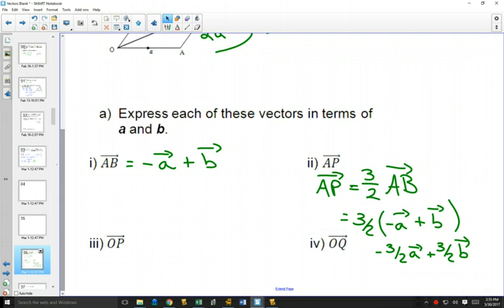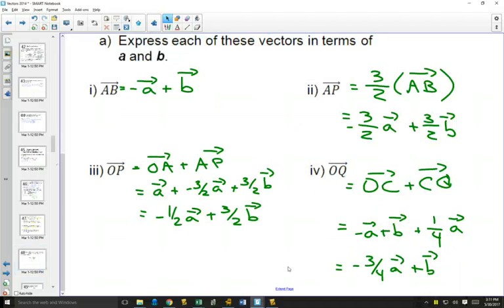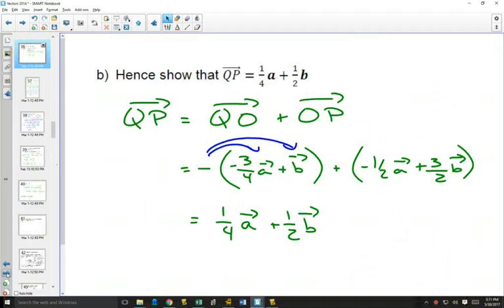So I'd like you to finish the next 2, sorry, and then do part B. So then, once you've done that work from before, to go from Q to P, you can just go from Q to O and then O to P.